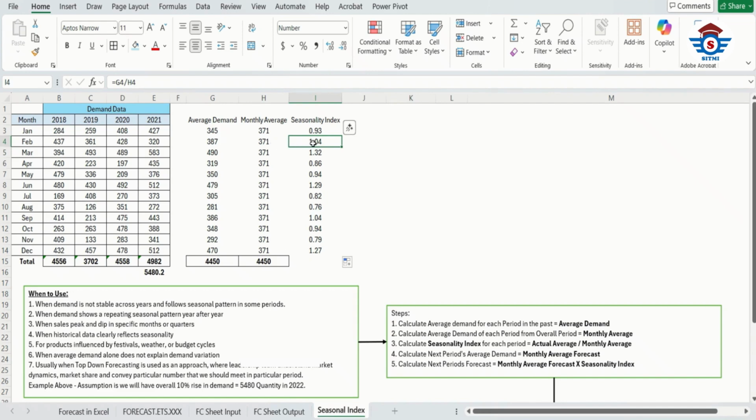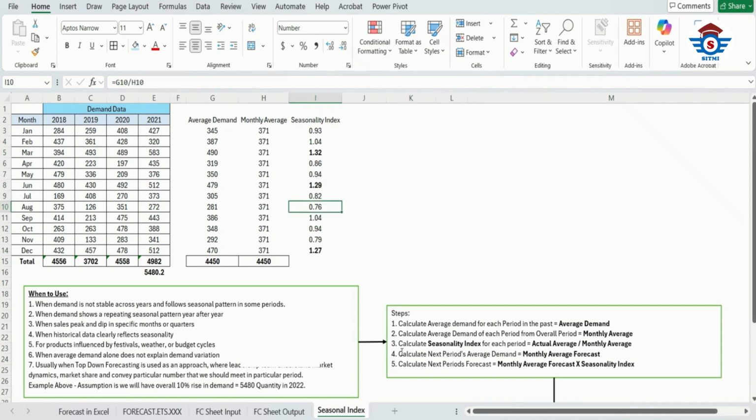So for the month of February, it was 1.04. It goes up in the month of March also, it goes up in the month of June, and finally also in the month of December. So this tells us that the demand actually increases in those particular months compared to average demand.